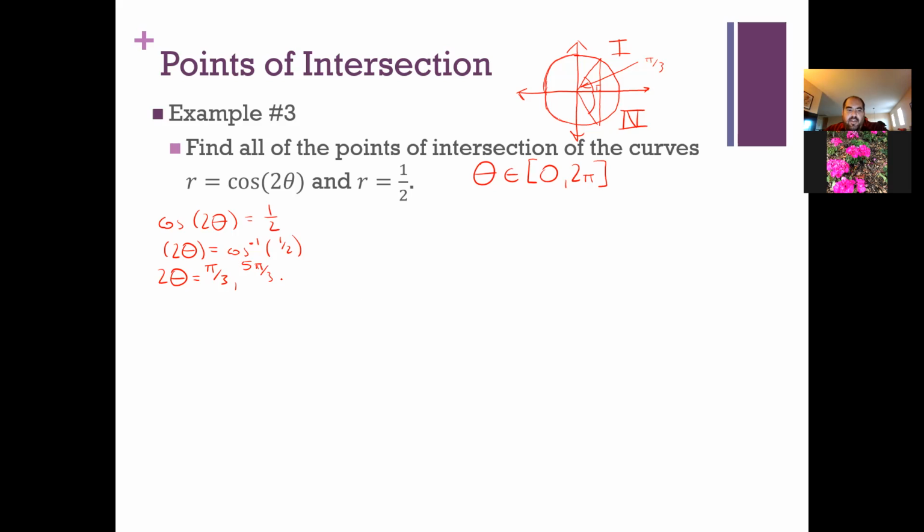Any questions on how I got those two angles so far? So I've definitely found two angles, but remember, I'm going to divide these by 2. And I want to find all my angles between 0 and 2 pi. So I'm going to go a little further to make sure that I'm complete. If I go around the circle one time, I'm going to find two more angles here, 2 pi plus pi over 3 and 2 pi plus 5 pi over 3.